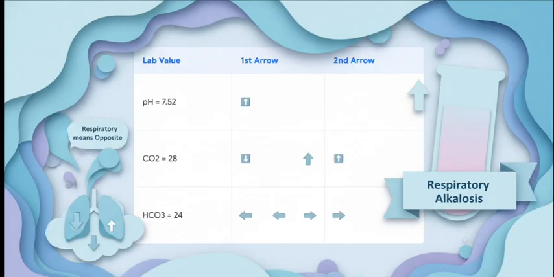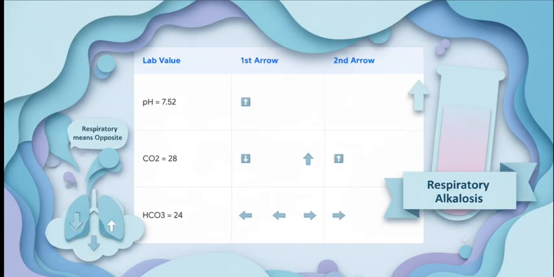Let's walk through our first example kind of slowly to get the hang of it. Our pH is 7.52, which is high. So our first arrow for pH goes up. CO2 is 28, which is low, so its first arrow goes down. Bicarb is 24, perfectly normal, so its first arrow just goes sideways.